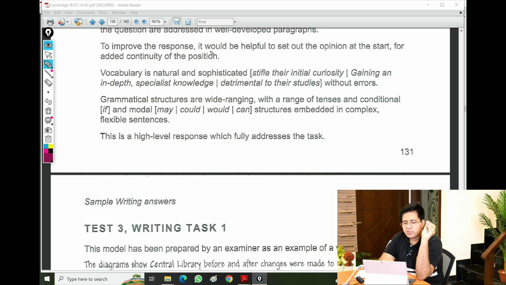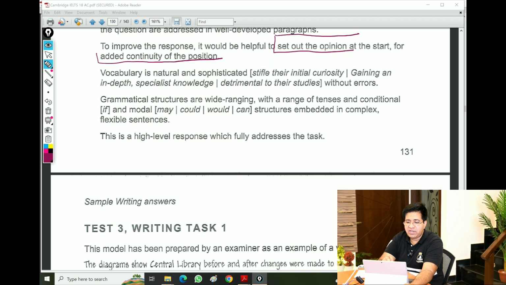To improve the response, it would be helpful to set out the opinion at the start. Now, this is something important. This is important. You can give your opinion in the beginning of a discussion essay. That's what the examiner is recommending. The Cambridge IELTS examiner is recommending that you set out the opinion at the start for added continuity of the position. So that can be helpful.